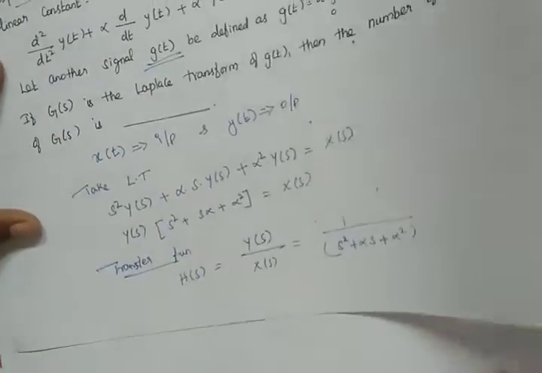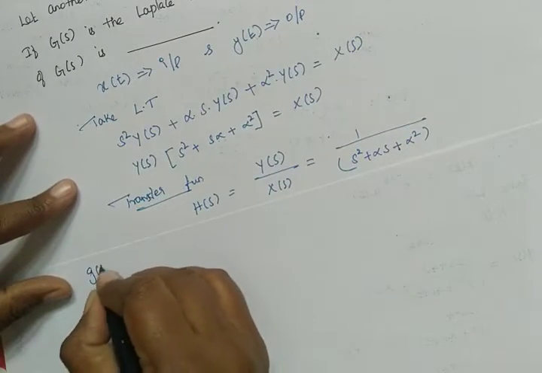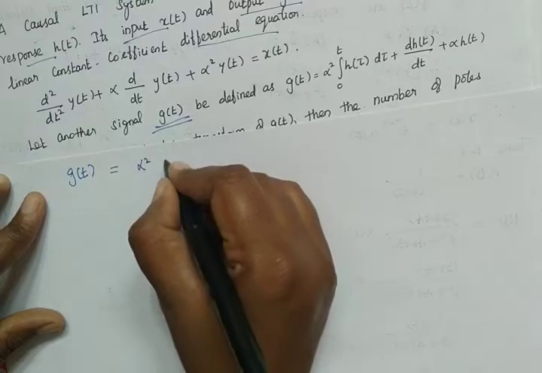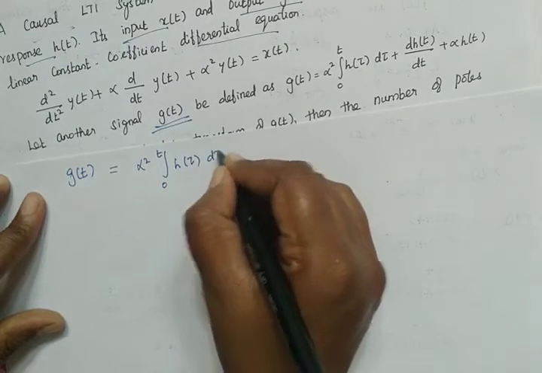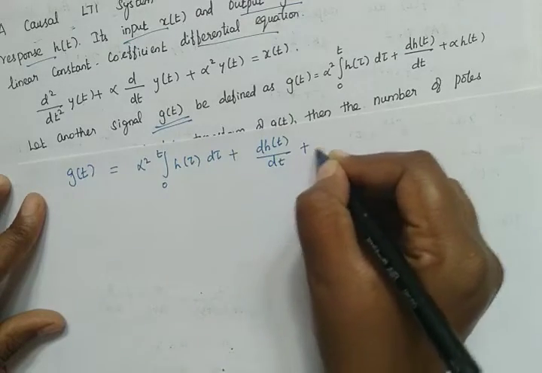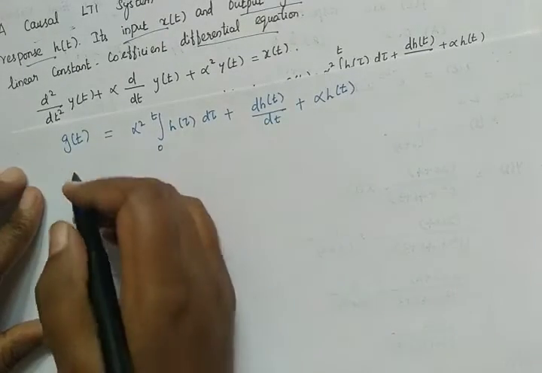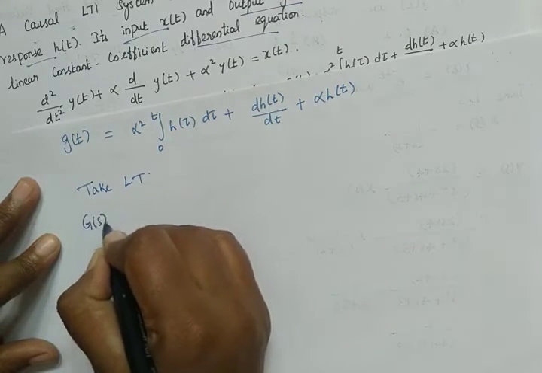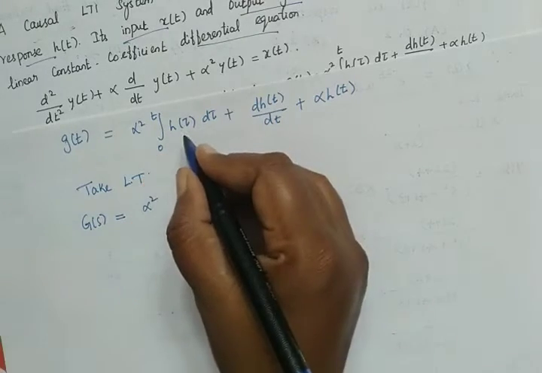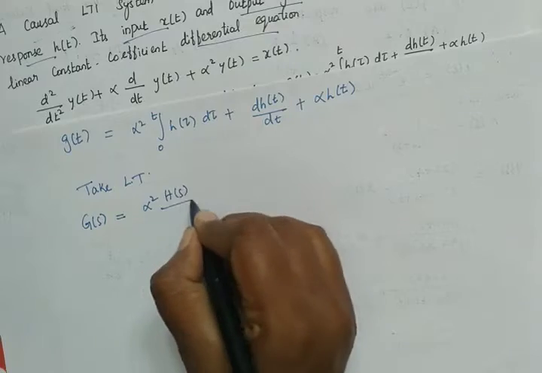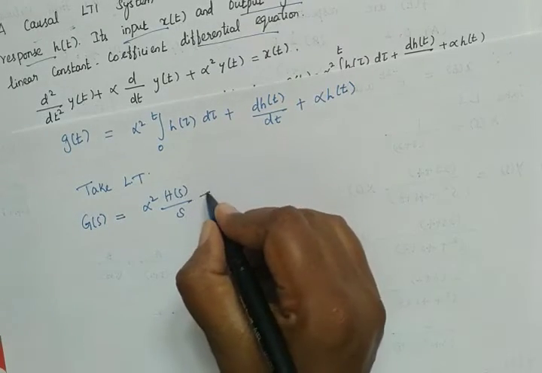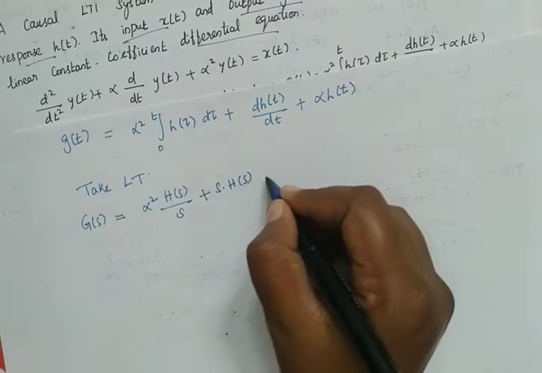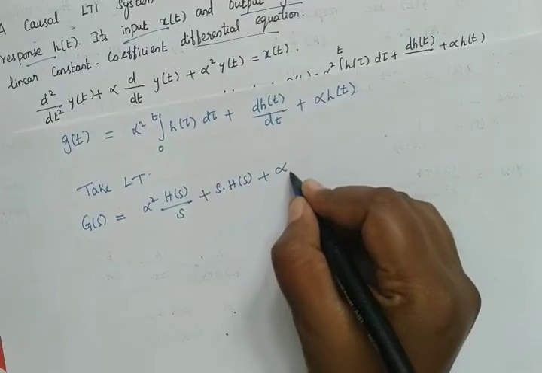Now what we have to find is g(t). In the question, g(t) is given as alpha squared times the integral from 0 to t of h(tau) d tau, plus dh(t)/dt, plus alpha h(t). Now let us take the Laplace transform of this. G(s) is equal to alpha squared times H(s) by s, because of the integral, plus s H(s) for the derivative, plus alpha H(s).